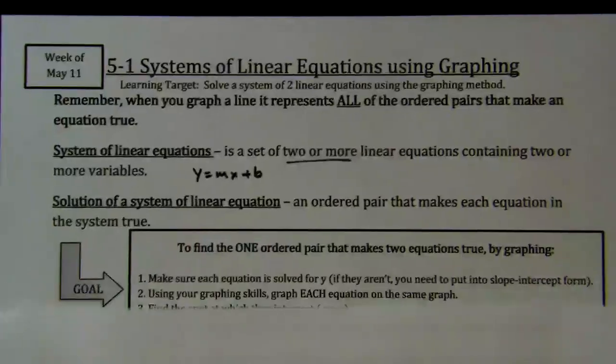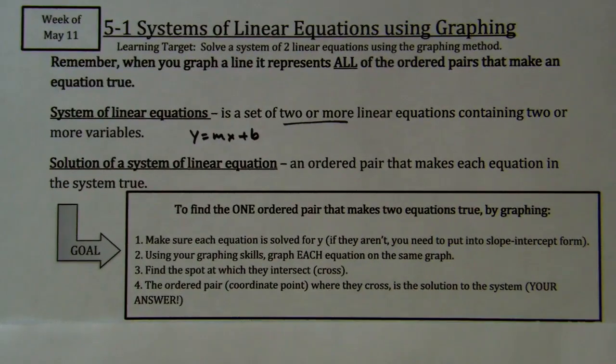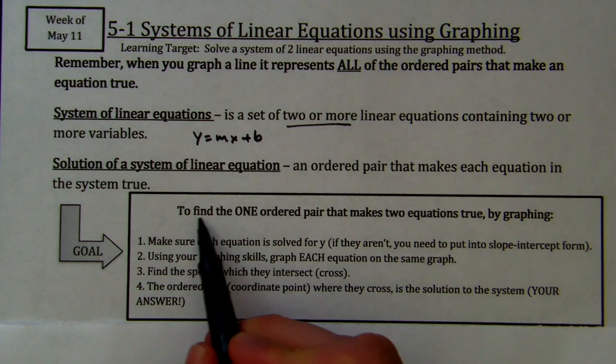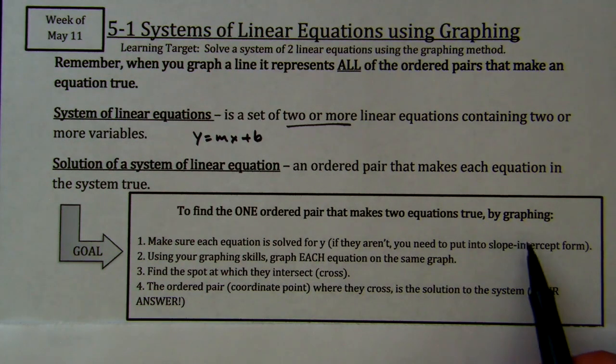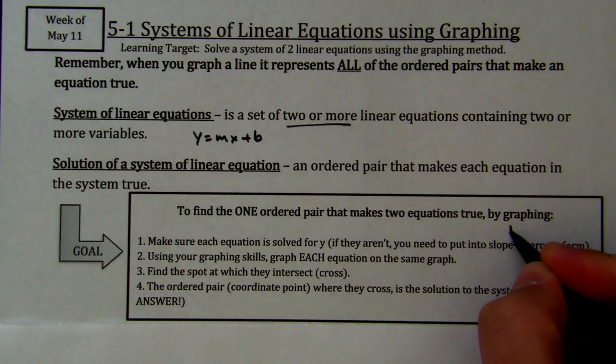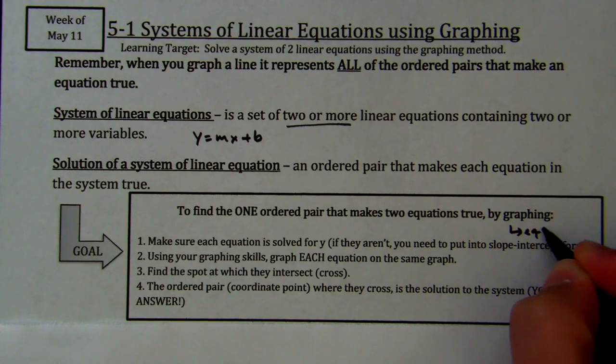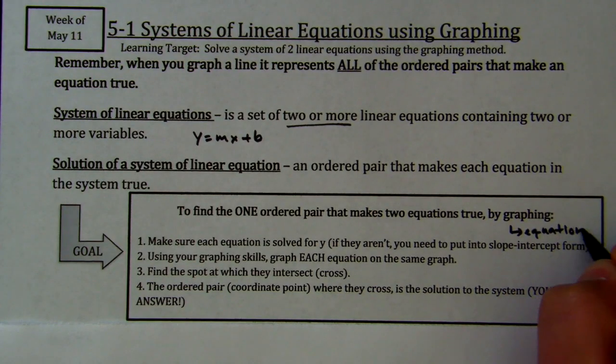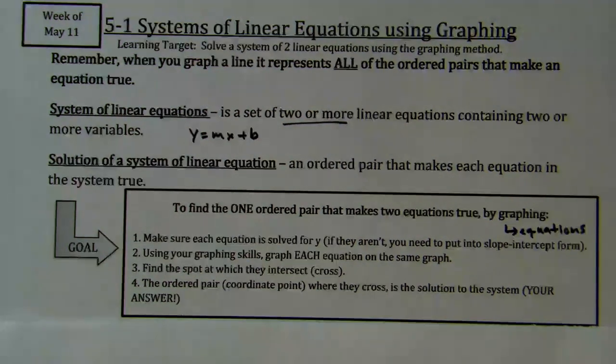Right? So let's take a look at this, and this is a lot of writing, but we're going to read it. The goal of finding the solution of a system of linear equations is to find one ordered pair that makes the two equations true by graphing. And what we're graphing is equations, and what do you know? We've already done it. Here's a review.